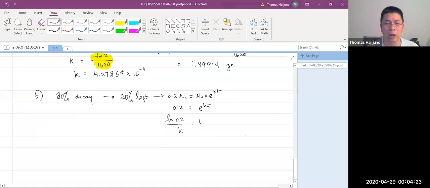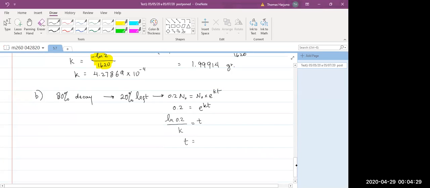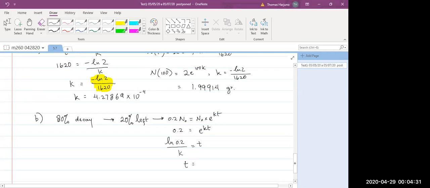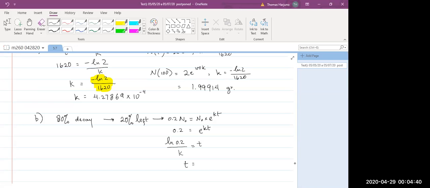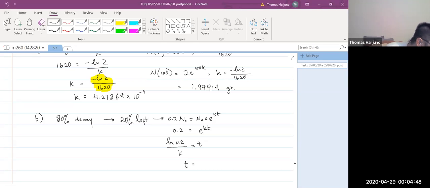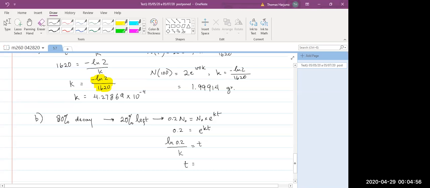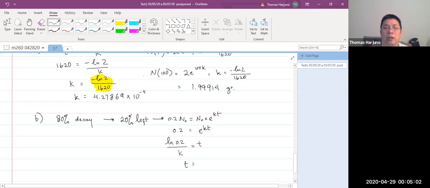Now we use our calculator. What if we just take 80% of 2 and then set the equation? Not 80% of 2. It should be 20% of 2, because 80% decay means only 20% is left. Okay, yeah, I see what you're saying.